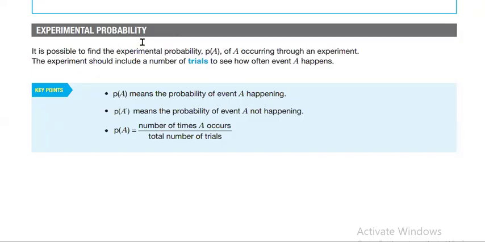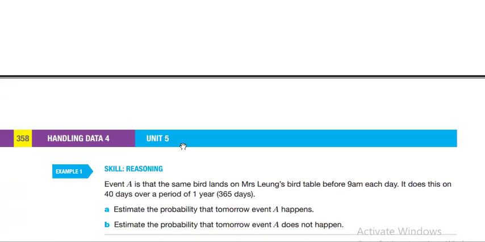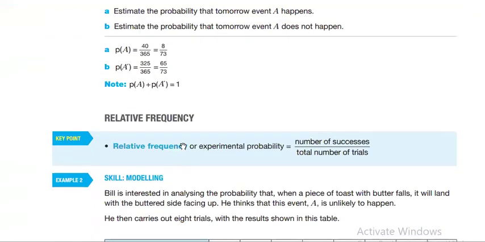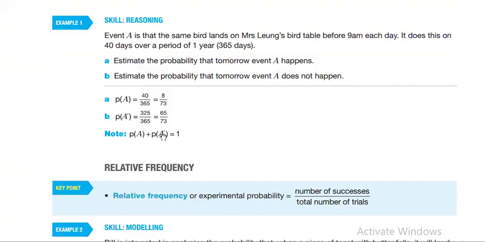Experimental probability means what? It means the probability of something, or the experimental probability of something. It means the number of times that this thing happens divided by the total number of trials, or the total number of outcomes. So let's see an example here.